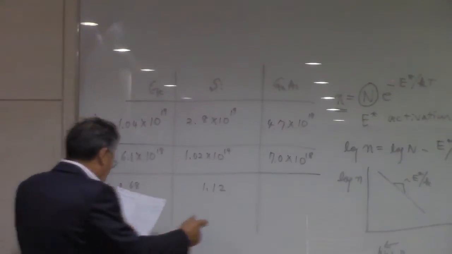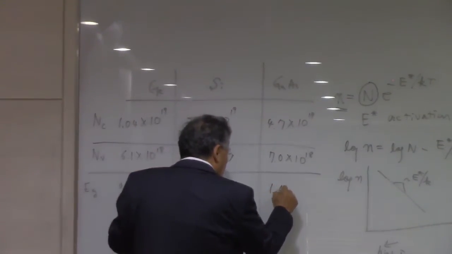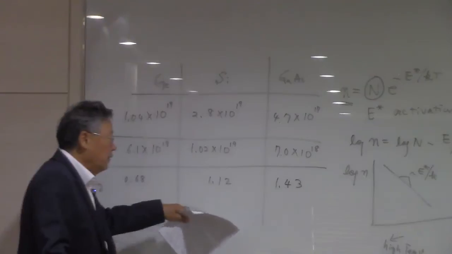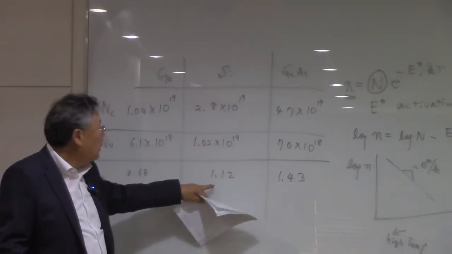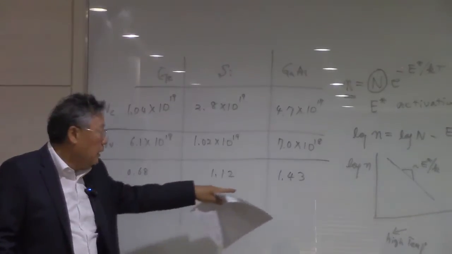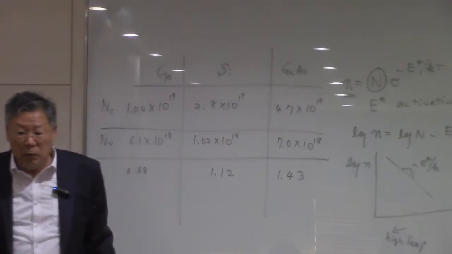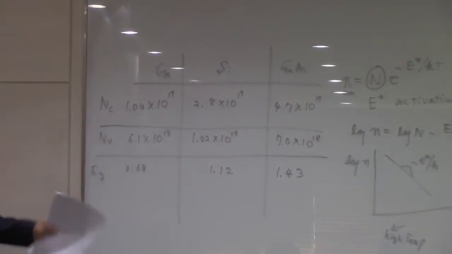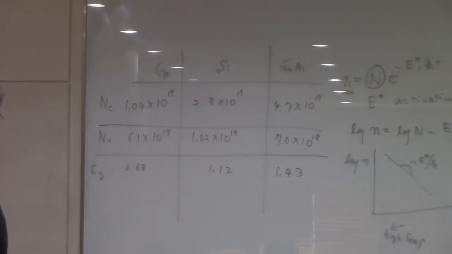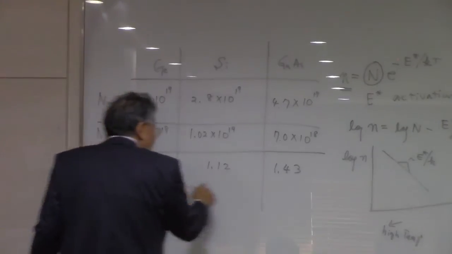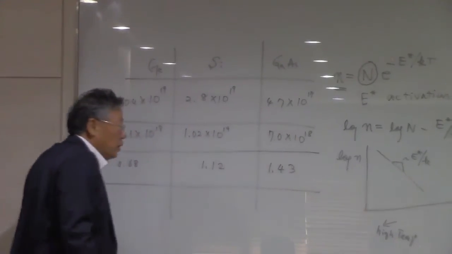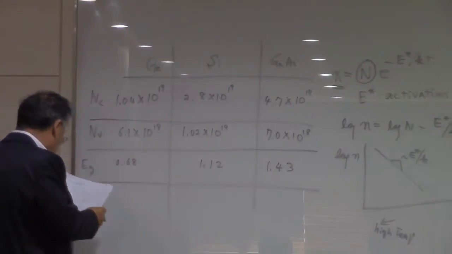Okay, and gallium arsenide has a relatively large band gap, larger than silicon and germanium, so that it is very immune to the cosmic rays, very strong rays in space. Okay, that's why gallium arsenide is used in space.